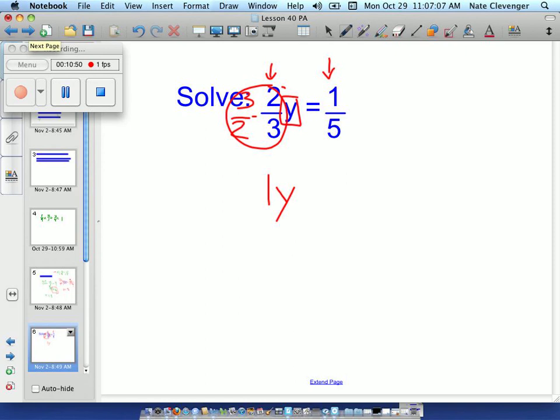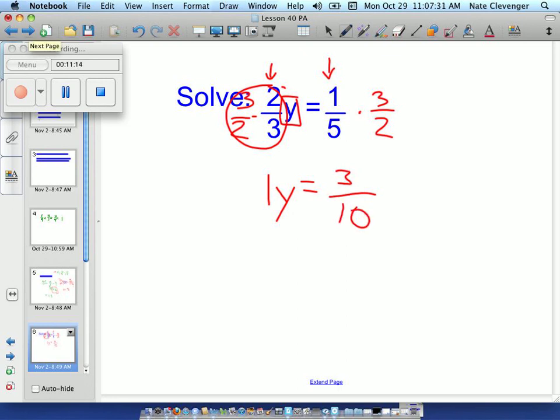If I multiply the left side by 2/3, what do I have to do to keep my balance? Multiply the right side by 2/3. Multiply the other side by 3/2. I might have said 2/3. Sorry, if I multiply this side by 3/2, then I have to multiply the other side by 3/2. So then I multiply across. 1 times 3 is 3. 5 times 2 is 10.